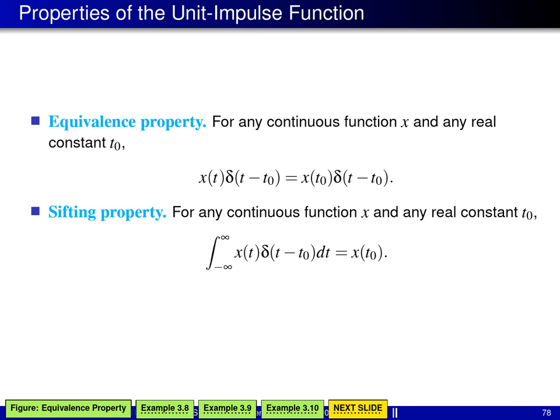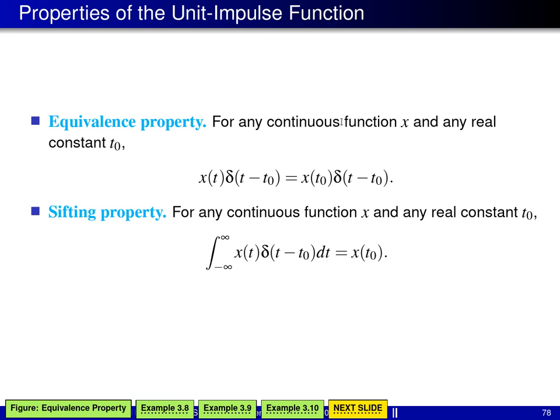As it turns out, the delta function plays a critical role in the context of signals and systems. So often for this reason we'll find ourselves manipulating mathematical expressions that contain delta functions. For this reason it's helpful to know some of the properties that the delta function possesses, because this will make it easier for us to manipulate expressions that contain delta functions. There are two properties I need to introduce on this slide. The first of these properties is what's known as the equivalence property.